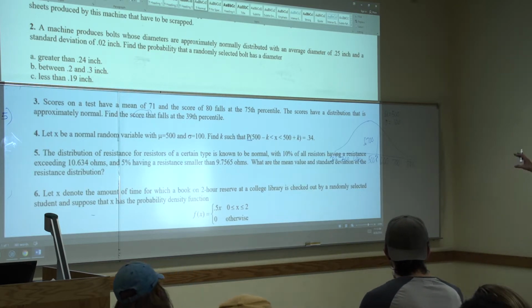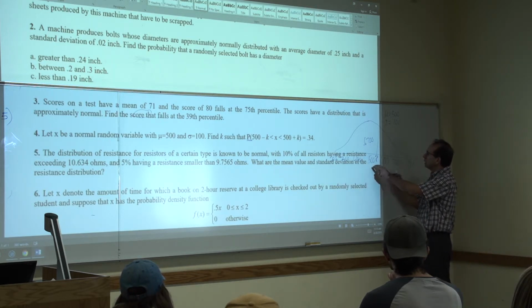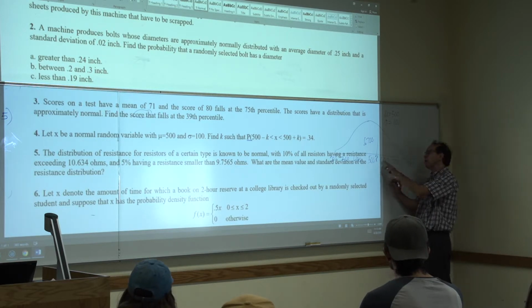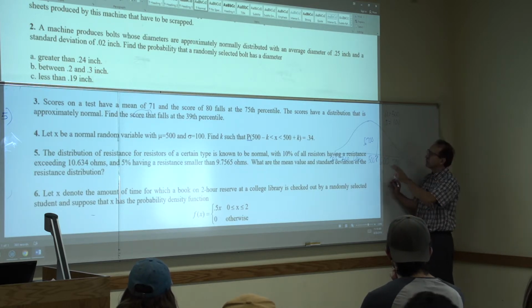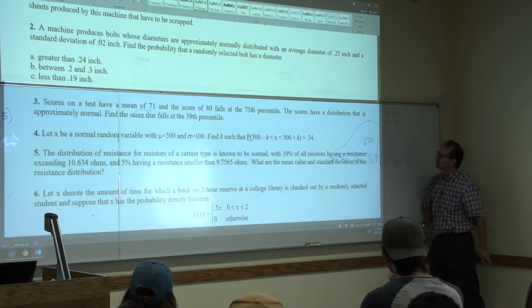Does everybody see where we kind of ballparked it there? Because we know the area to the left of 500 is going to be 0.5, right? And then we know the area under the curve between 500 and 600 is going to be approximately 0.34. So that means the area to the left of 600 is going to be probably 0.84. So our 0.67 value is going to be in between these two here. Okay?